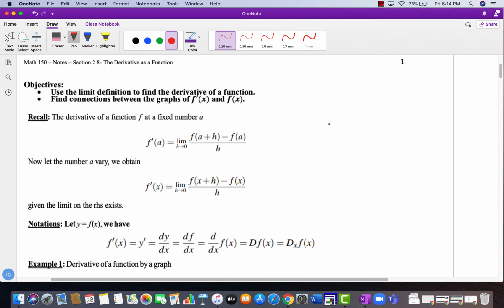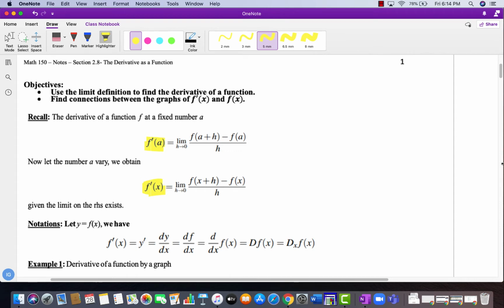Alright, so this is section 2.8, derivative as a function. We're going to start by recalling something that you've seen on the previous sections. So you're going to see here, this is a derivative of a function f at a fixed number a. So we're going to basically use this to find the derivative at a specific or at a given x value, okay?